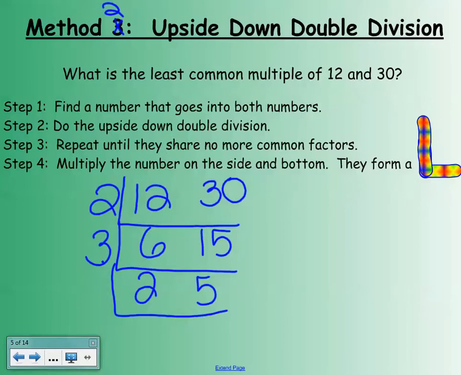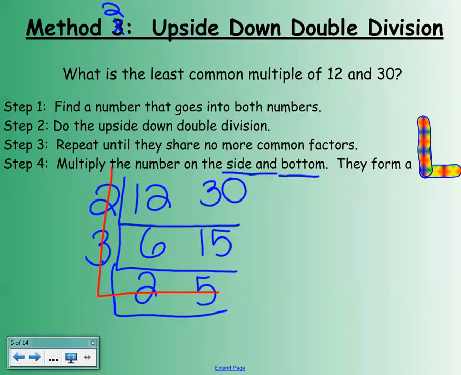It says multiply the numbers on the side and the bottom. They're going to form an L shape. So what you're going to do is you're going to do the ones on the side and the ones on the bottom. Do you see how it makes an L? Because what are we finding? We're finding the least common multiple, the LCM.